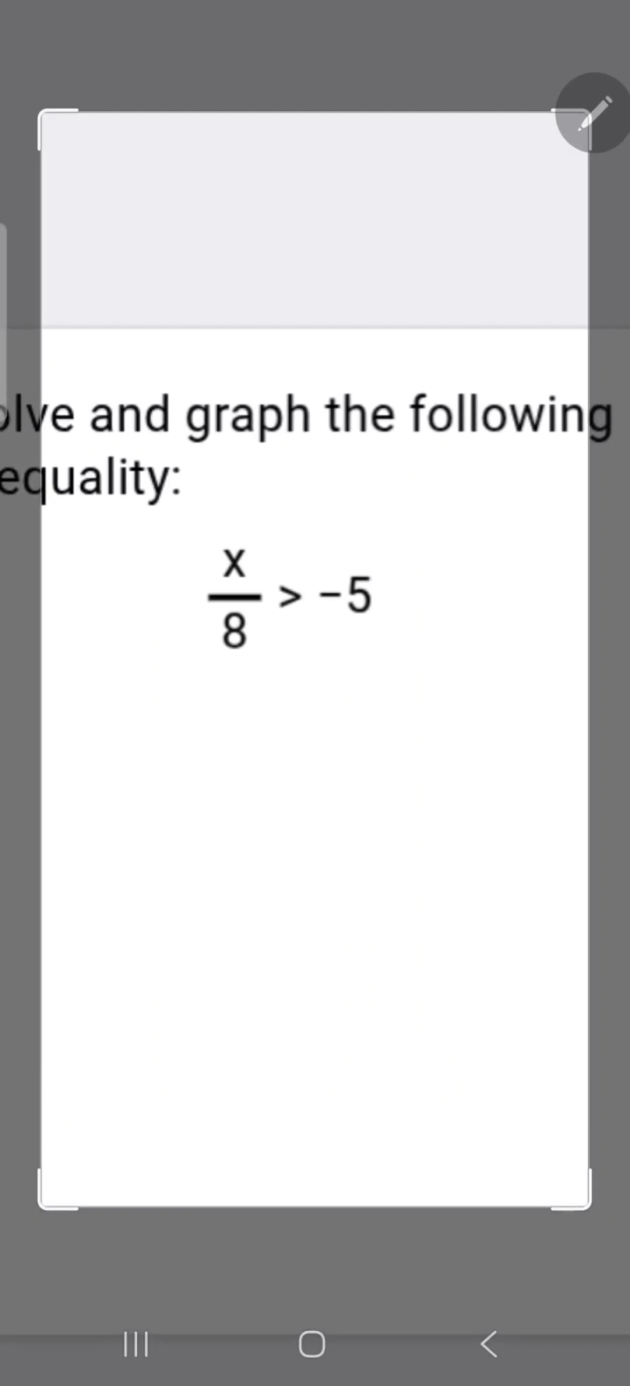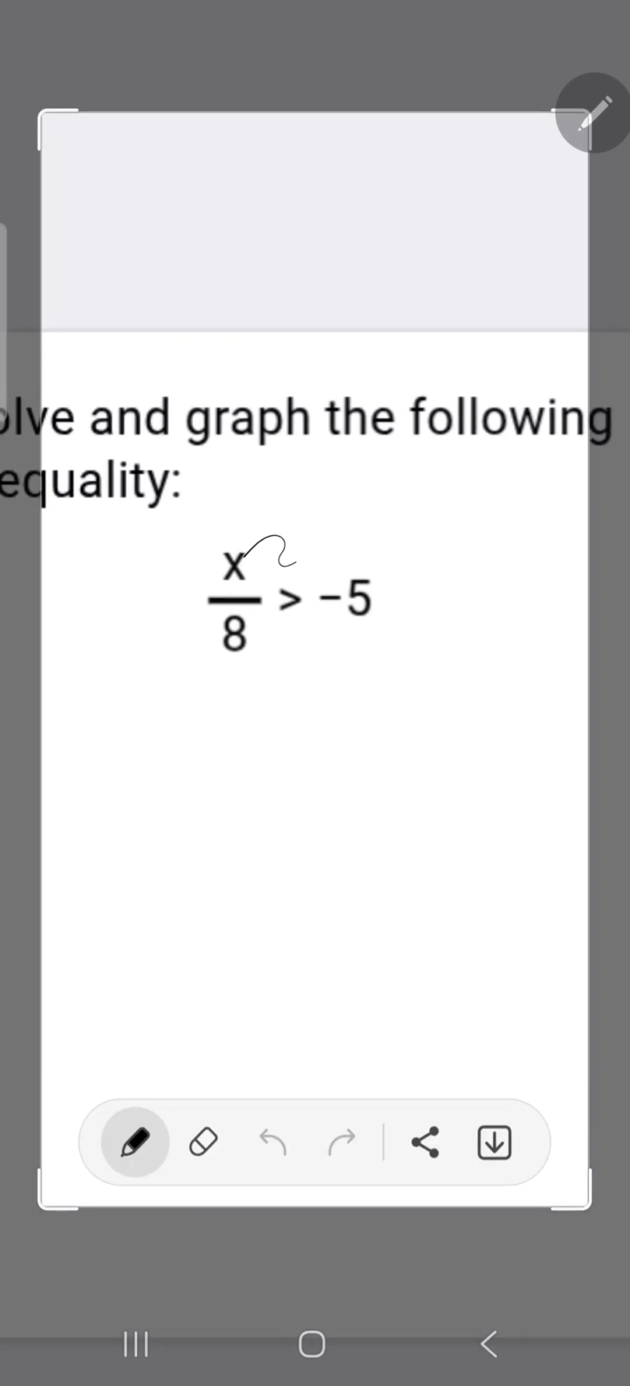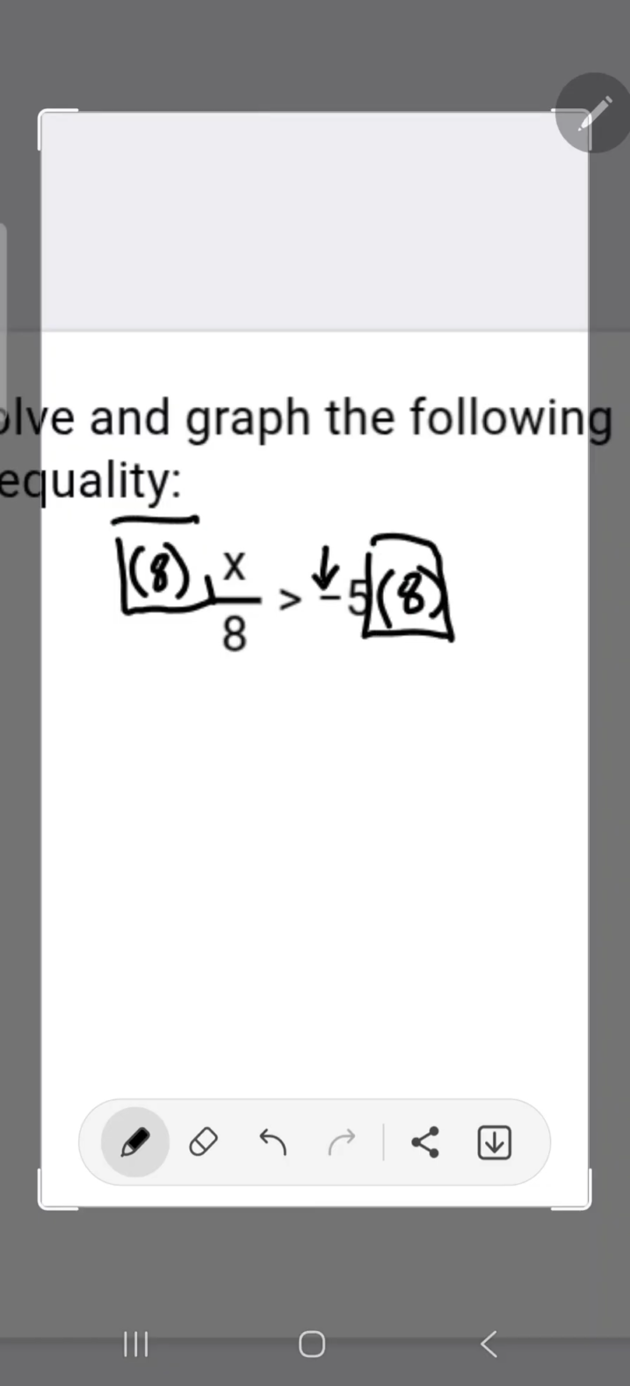Now we get into some problems where we have to multiply to solve. Since this is x divided by 8, in order to get rid of the 8, we would multiply by 8 on both sides. Since I'm multiplying by a positive number, there's no need to flip the sign. This number is not the number you look at to determine whether you flip the sign. It's whether or not the number you're multiplying or dividing on both sides is negative. So in this case, we don't have to flip the sign.